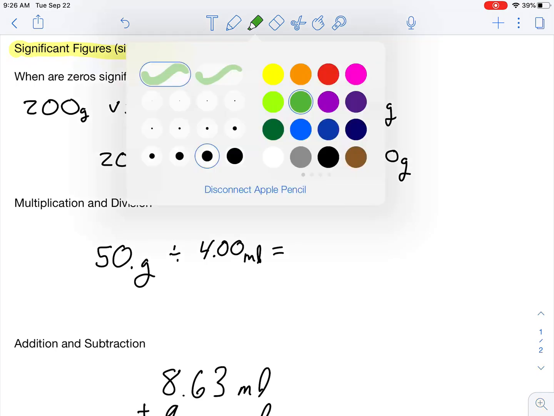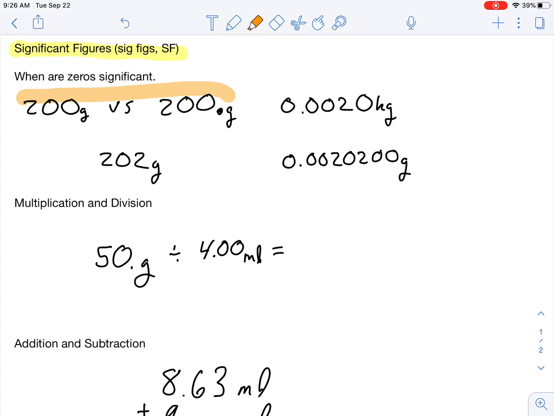Our first example, we have, in orange here, 200. grams versus 200 grams. And one of these I've used a decimal place, the other one I did not. The one I used a decimal place, that means I've measured to that degree. I know that these are zeros, therefore they are significant. So I would have a total of 3 sig figs because all non-zeros are also significant. I've measured to that amount. So that's 200. grams, and I'm confident that that zero is actually a zero.